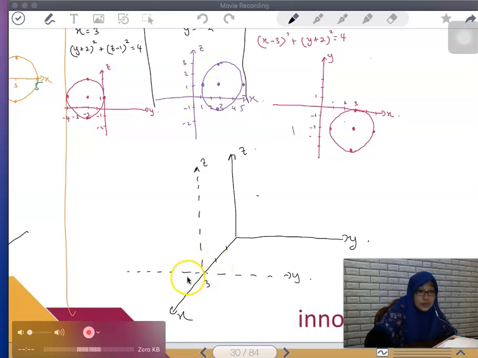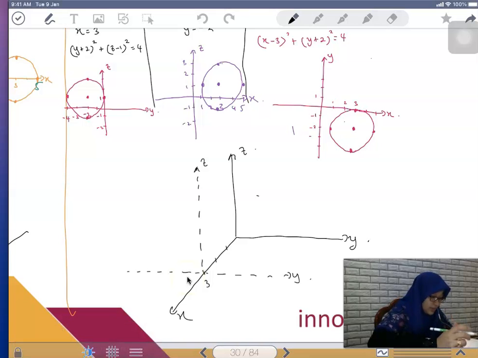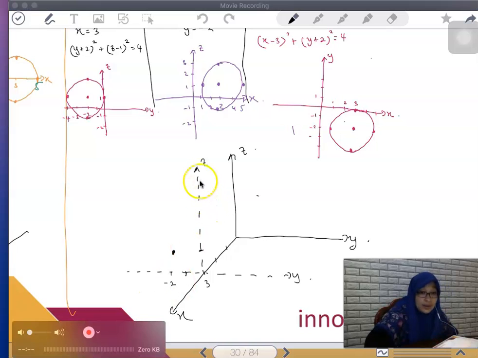So where is your circle now? So your circle is at y minus 2. So this is 1, 2, minus 2. Z is equal to 1. Okay. On this plane, x equal to 3. So that is your point, which is this circle.